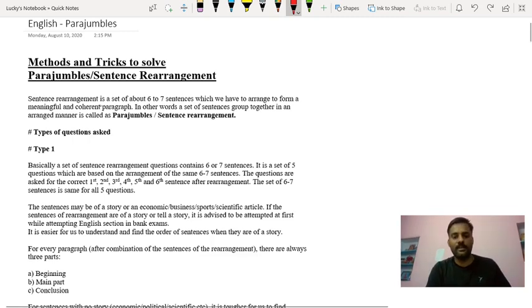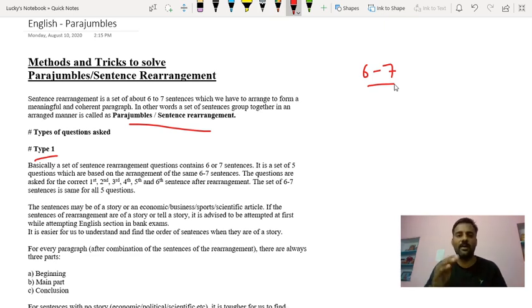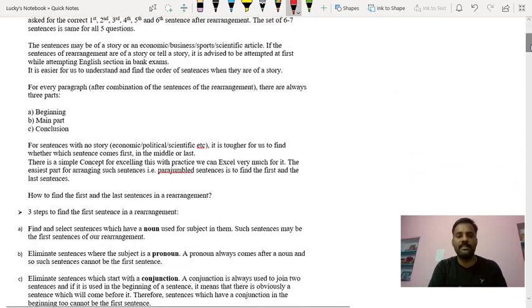Before I tell you how to attempt the mains exams, I would like to tell you what kind of basic questions are asked to us in the prelims exams, as the time is less there. So to start with, this is type 1. In this type we are given 6 to 7 sentences, and out of these we have to arrange the sentences in a manner. Here I have written some tricks for arranging these sentences.